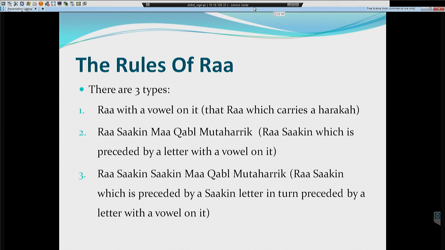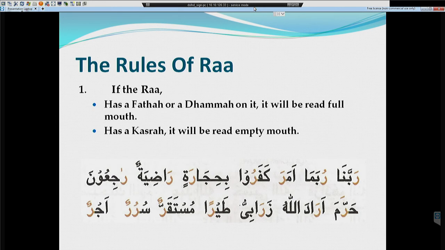So 3 types. The ra itself has a vowel. The ra has a sakin, and before it is a letter with a vowel. Or the ra has a sakin, the letter before it also has a sakin, and the letter before that has a haraka: fatha, kasra, dhamma. We're going to go over the details of each one. First one is very simple, just like alif and lam. If the ra has a fatha or a dhamma on it, it will be read full mouth. If it has a kasra, it will be read empty mouth.